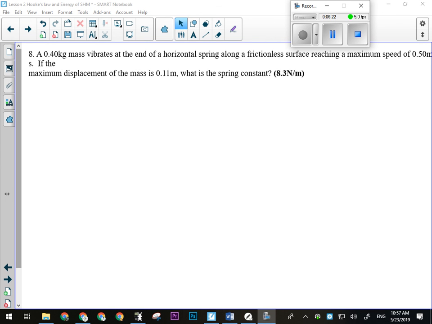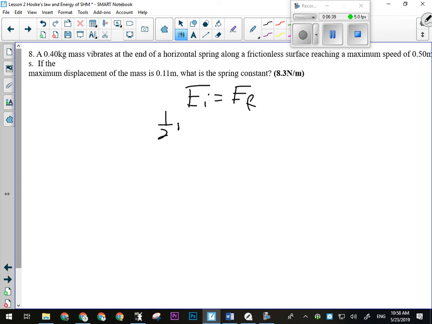So this is another one where we're comparing maximum amplitude to the, at which position? At equilibrium, because it's the maximum speed. So it reaches a maximum speed of 0.5. When we're doing this, E initial equals E final. Our initial energy is 1/2 m v max squared, and we're talking about the maximum displacement, so that'll be 1/2 k A squared. And we're looking for the spring constant, so we're trying to solve for k.